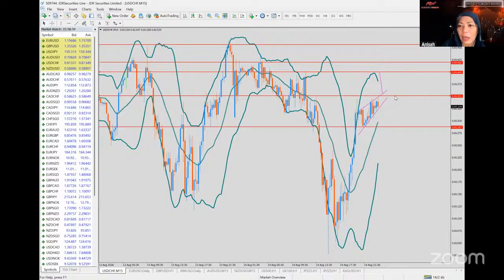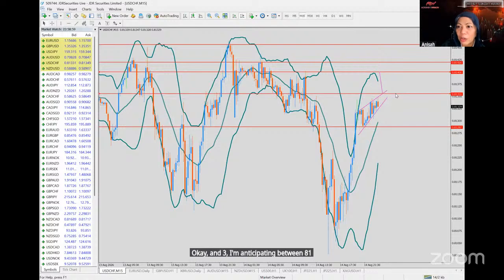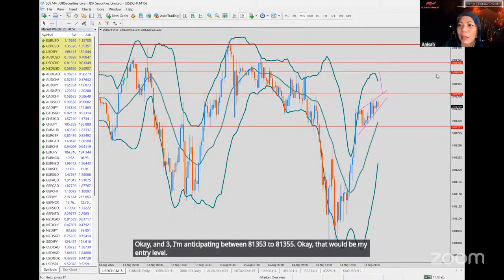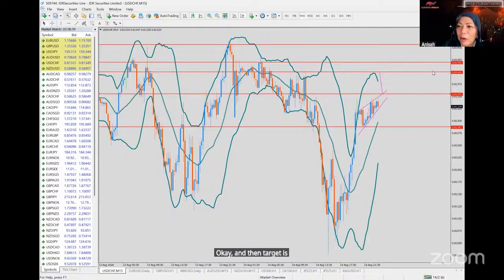Okay, entry, I'm anticipating between 0.81353 to 0.81355. That will be my entry level. And then target is 0.81400, that is TP1. TP2 is 0.81420, and TP3 is 0.81456.